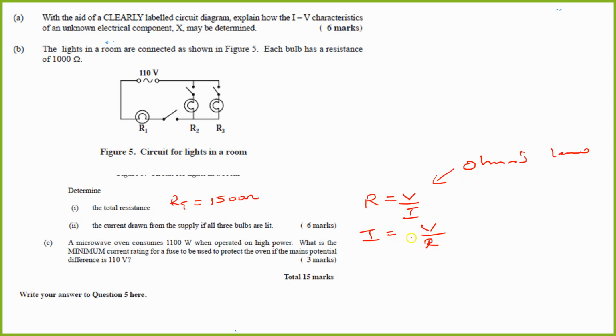If I want to find the total current, I must know the total voltage, I must know the total resistance. Total voltage is what is supplied to the system, and the system gave us 110 volts. Also, we know the total resistance because we would have calculated that a while ago. So we can find out how much current is going to be drawn from the power supply.